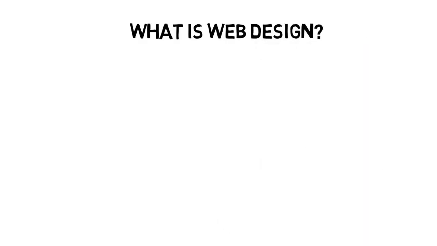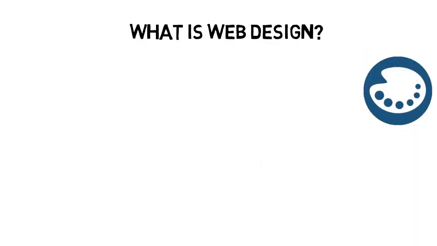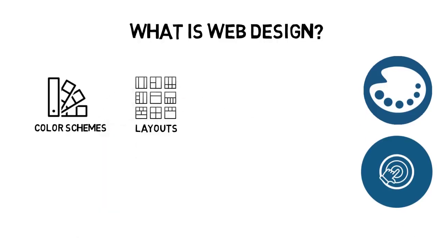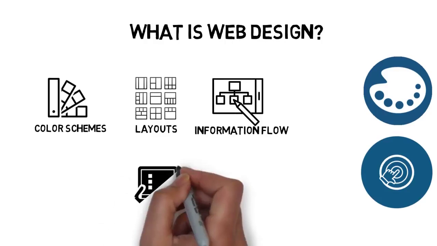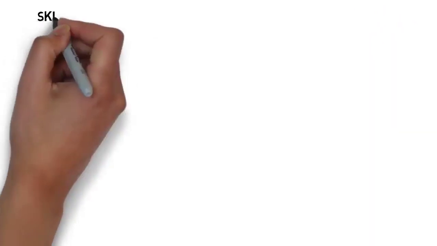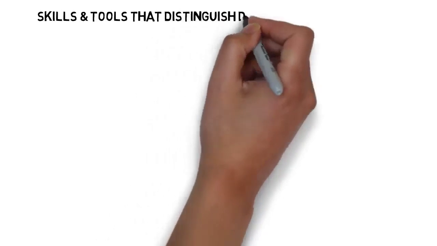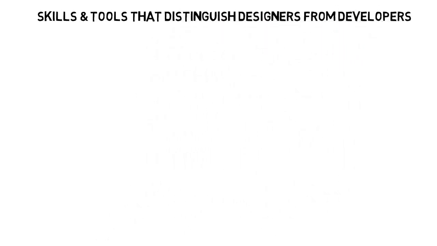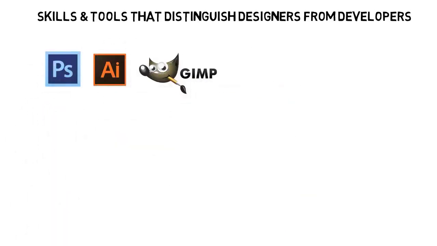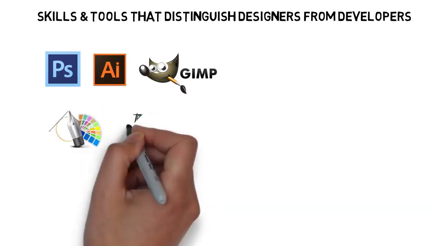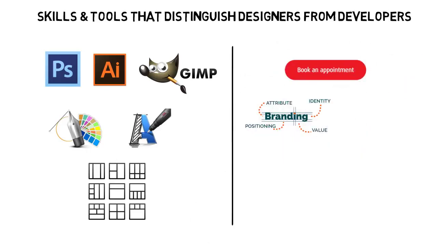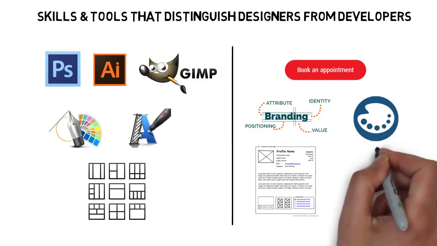What is web design? Web design governs everything involved with the visual aesthetics and usability of a website: color scheme, layouts, informational flow, and everything else related to the visual aspects of the UI UX experience. Some common skills and tools that distinguish the web designer from the web developer are Adobe Creative Studio, Photoshop, Illustrator, or other design software, graphic design, logo designing, layout, placing call to action buttons, branding, wireframes, color palettes, and typography.